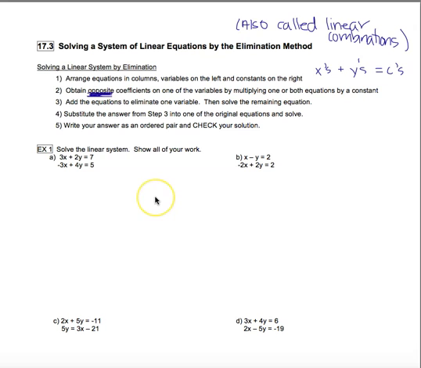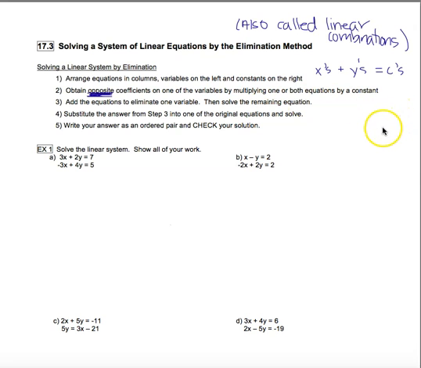Then, step 2, we are going to obtain opposite coefficients. Remember, opposite means that the signs are different. So the opposite of 7 is -7. The opposite of -2 is +2. So we're trying to get the coefficients on one of our variables, either the x's or the y's, to be opposites. The way that we do that is we multiply one or both of the equations by a constant that's going to give us those opposites.